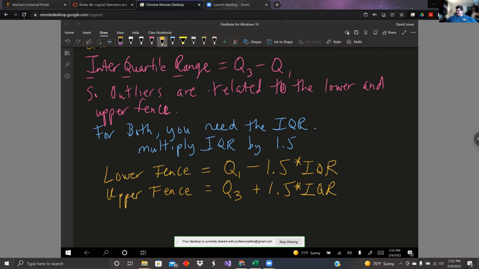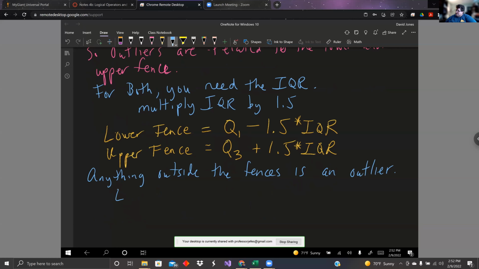And then anything outside the fences is an outlier. Which is really lower than the lower fence. Let's say less than the lower fence, or greater than the upper fence.